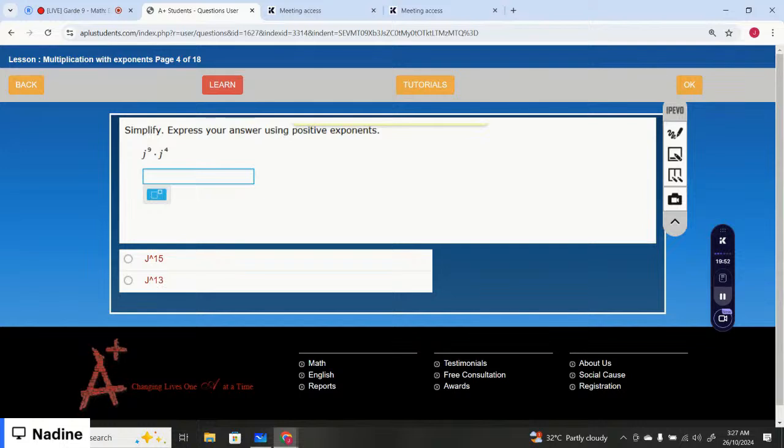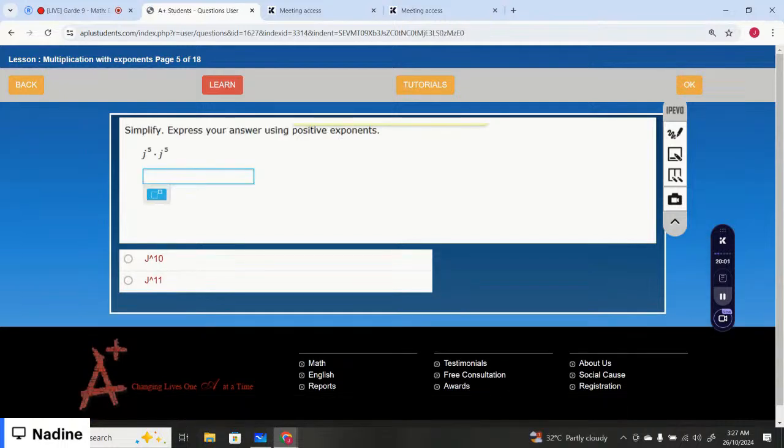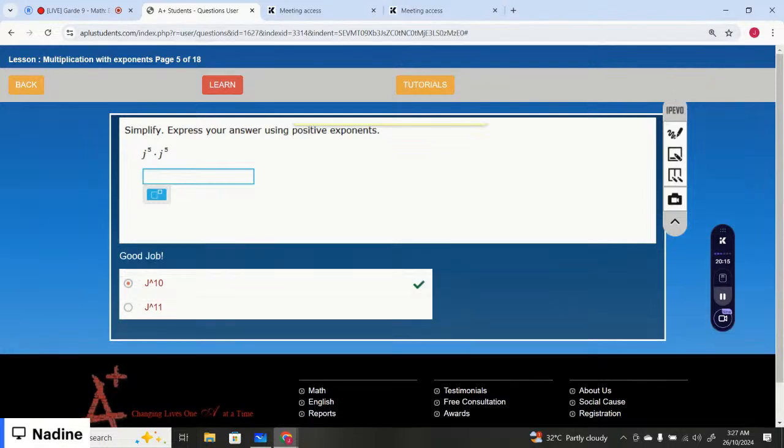So that is J exponent 13. Option number 2 is the correct option. Okay, the next one is simplify J exponent 5 times J exponent 5, so which is the correct option? That is J exponent 10. They have the same base, so you need to add their exponents.